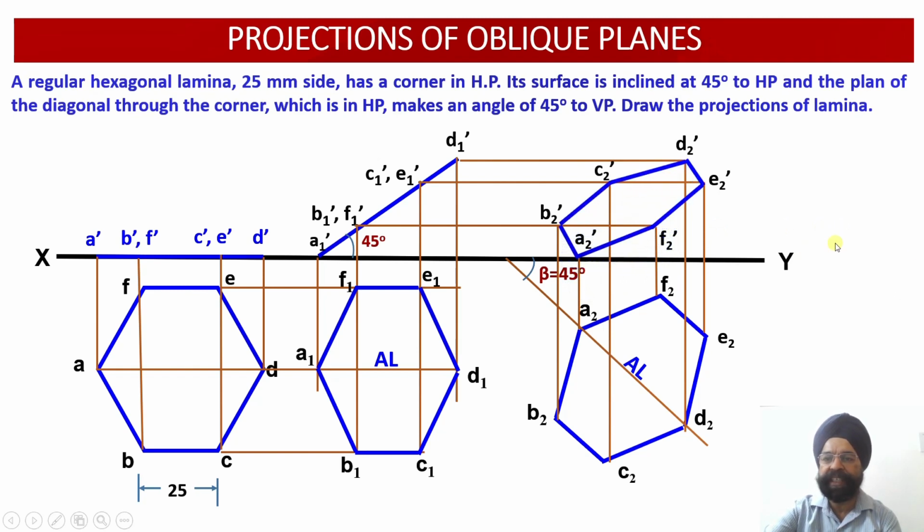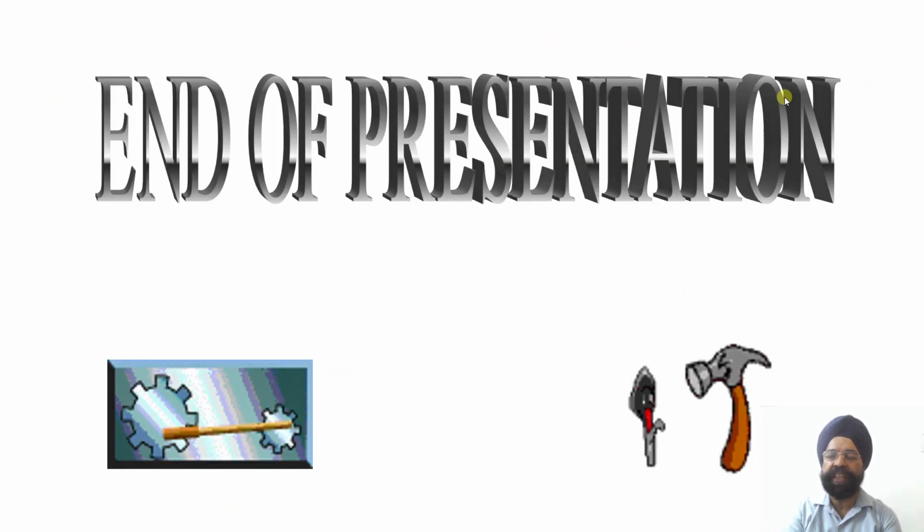Wherever these points have intersected, we have labeled these points and then we have joined them. So this gives us the front view of the lamina, which happens to be inclined to the horizontal plane at an angle of 45 degree, and the plan of the diagonal through this corner at which it is resting is making an angle of 45 degree to the vertical plane. So using 6 steps we have been able to work out the front view and the top view projections of this oblique lamina. So these were the projections in front and top view.